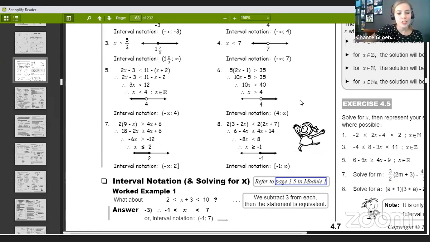Ashanda, she's asking if my x can stay on the right side. That's perfectly fine. You must just make sure that when you write this interval notation and when you draw the line, that it still means the same, okay? So if your x was on this side, it still had to read that the x was smaller or equal to 2.